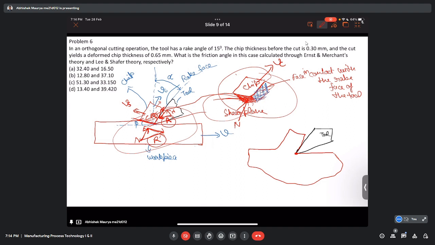I will use some different color. So there will be a friction force parallel to the rake surface, and at the same time the rake surface is applying a normal force to the chip. And what is the resultant? This is the resultant R.